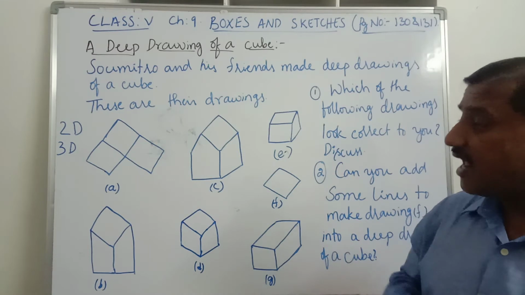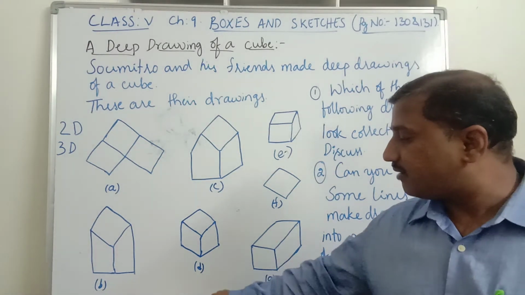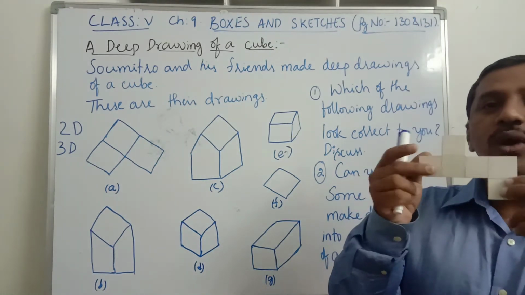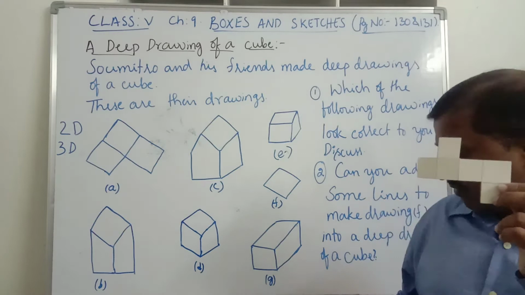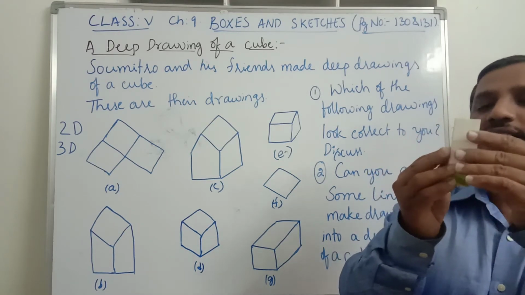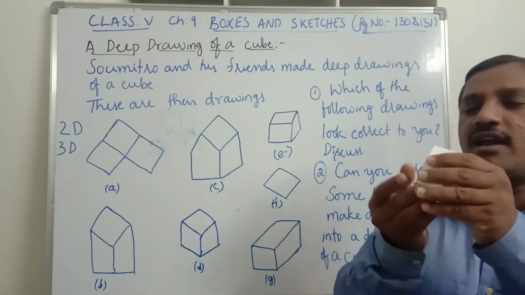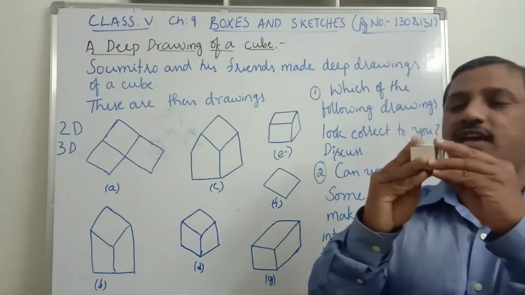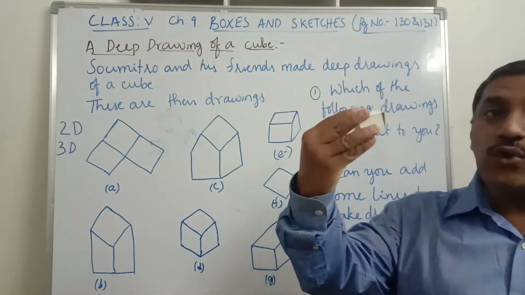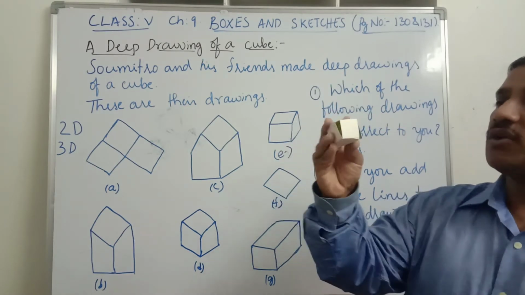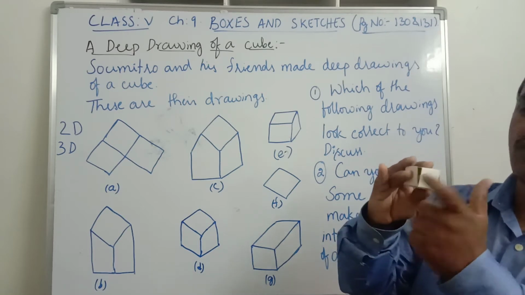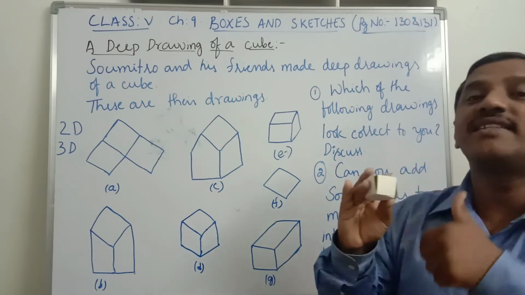So then what are three-dimensional figures? See here, for example, this is a two-dimensional figure. If you fold it properly, we will get a three-dimensional figure like this. So what do we call this three-dimensional figure? It is a cube. If you see the faces of the cube, we have 1, 2, 3, 4, 5, 6. 6 faces are there.